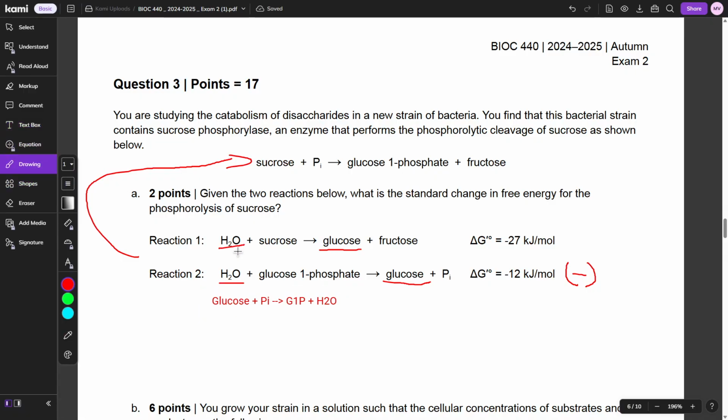So I'm going to cross this out as well so I don't confuse it, right? So now if I look, glucose cancels with glucose, and water cancels with water. So now I'm left with, it's green here, sucrose, Pi, G1P, and fructose. And if I look up at this equation, I've got fructose, G1P, Pi, and sucrose. Notice how the sides of the equation have stayed the same, right?